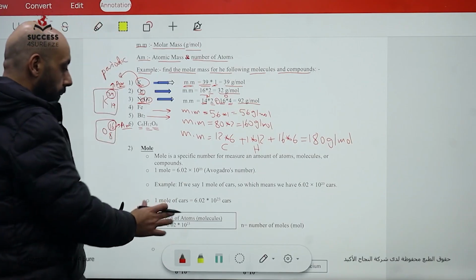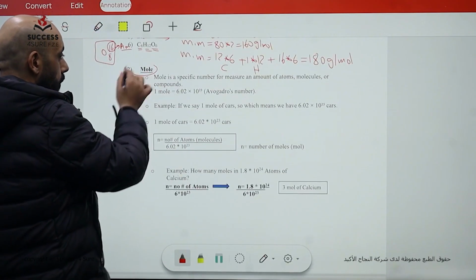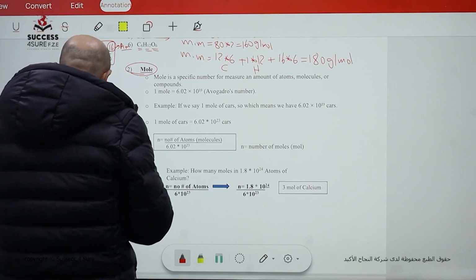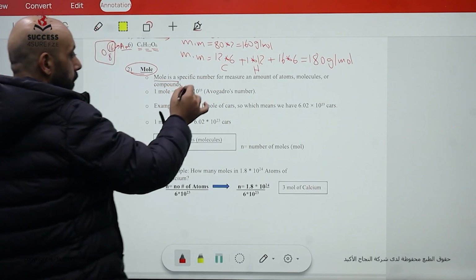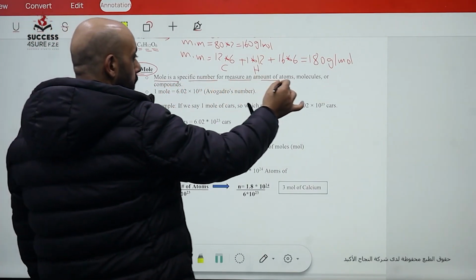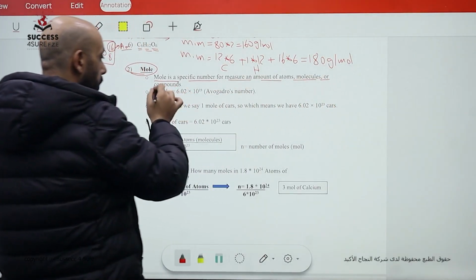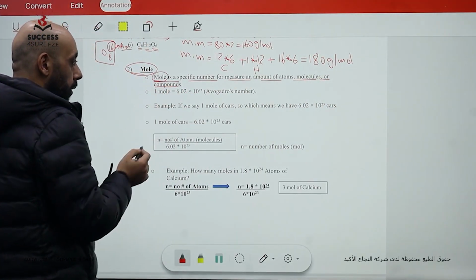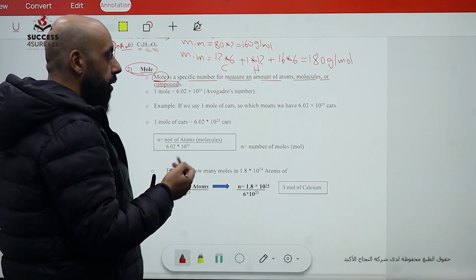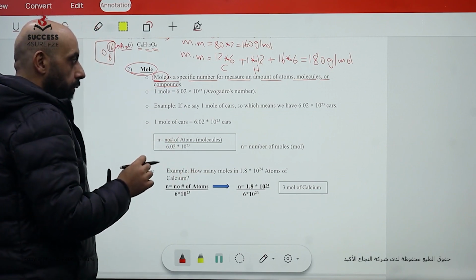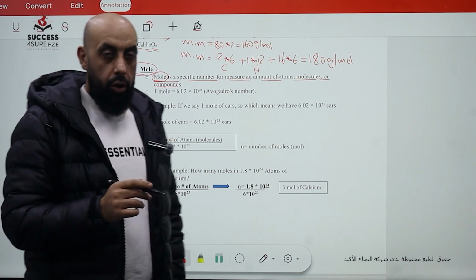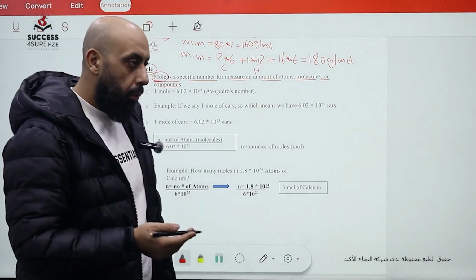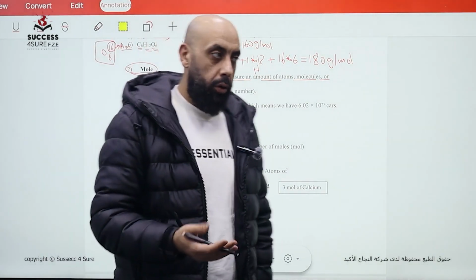Now we're going to start talking about the mole concept. What do we mean by the mole concept? A mole is a specific measure of an amount of atoms, molecules, or compounds. So the mole is just only a number, a number that measures a specific amount of molecules or atoms. So when we say mole, it is just a number of atoms and molecules.